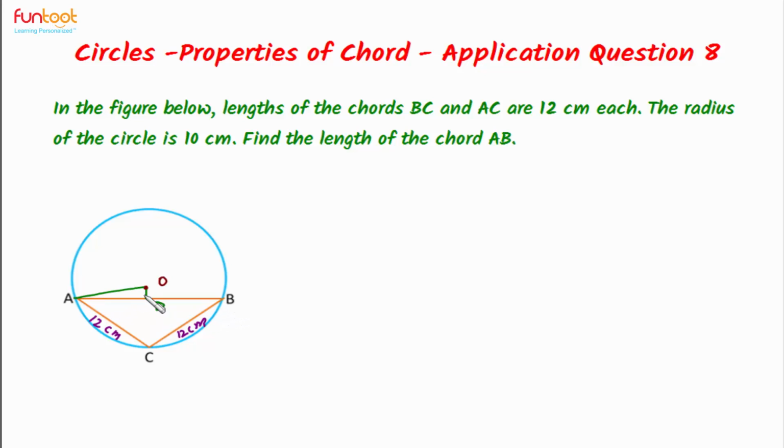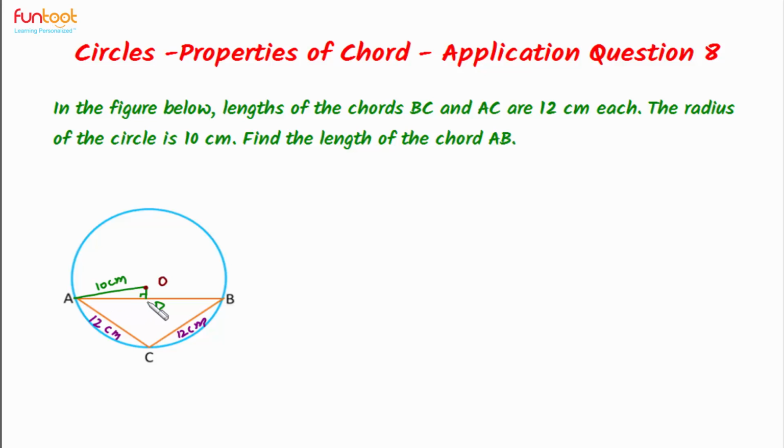We can join AO. So OD is perpendicular to AB and OA is the radius, so we can write the radius here as 10 centimeters. We know that AD will be half of AB because perpendicular from the center will bisect the chord. So if we can find AD, then twice AD will be AB.